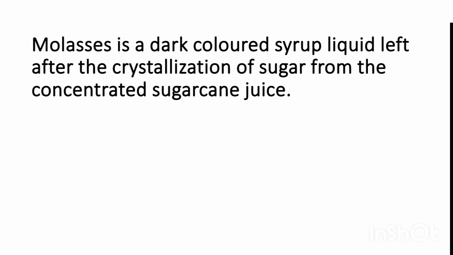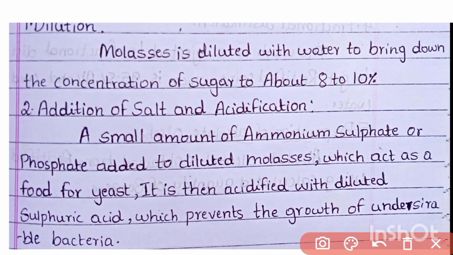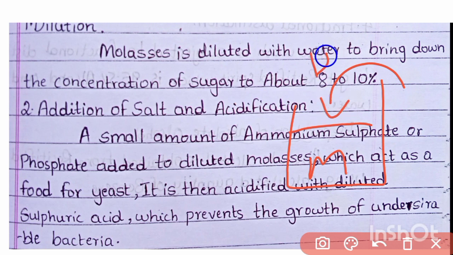Now we will see preparation of ethyl alcohol. This preparation mainly involves 5 steps. The first one is dilution. Dilution means first we take molasses, which is diluted using water so that the concentration is reduced to about 8 to 10%.